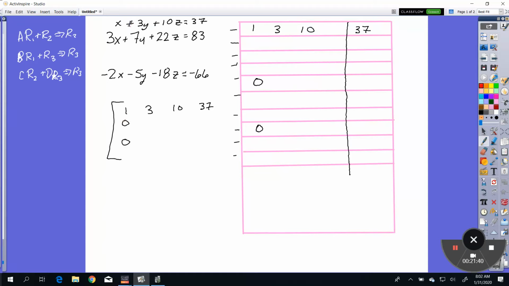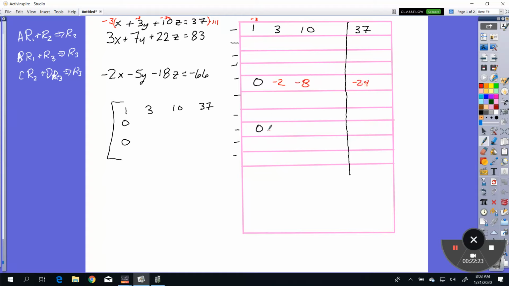So basically we're just doing the work and writing the answer down. So negative 3 times 1. So we're taking negative 3 times all this, and we're going to combine it to all of this. So negative 3 times 1 is negative 3 plus 3 is my 0. Negative 3 times 3 is negative 9 plus 7 is negative 2. Negative 3 times 10 is negative 30 plus 22 is 8. Negative 3 times 37 is negative 111 plus 87 is my negative 24.